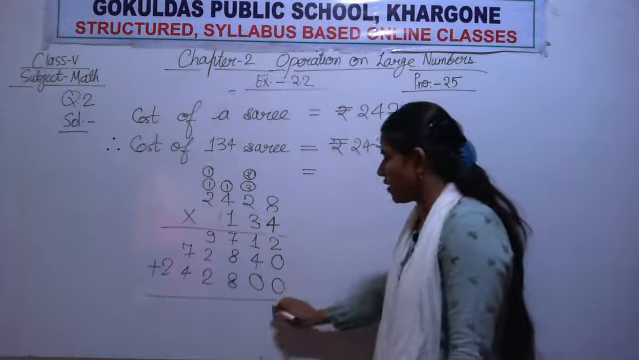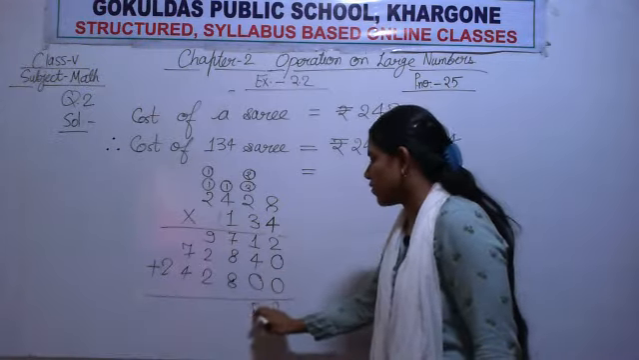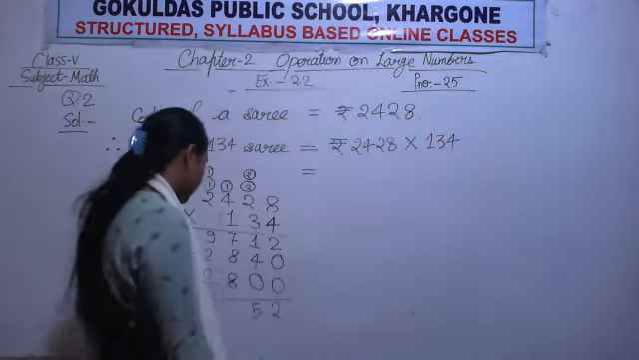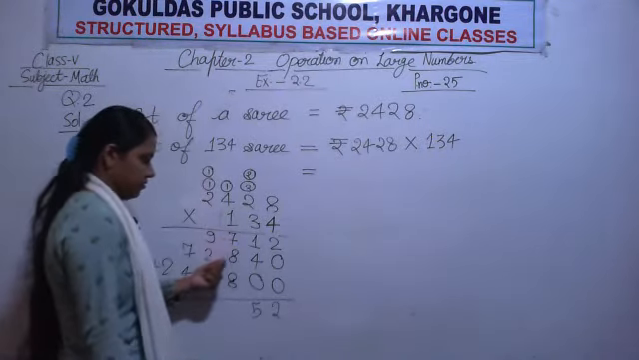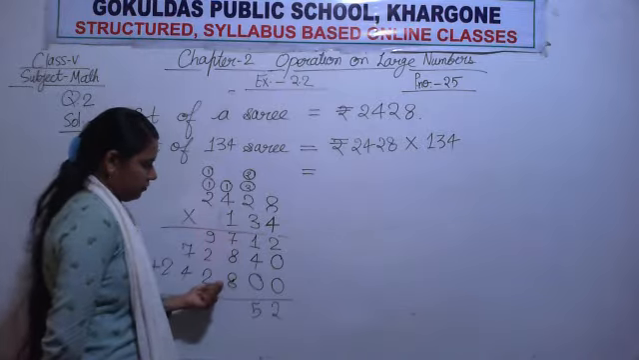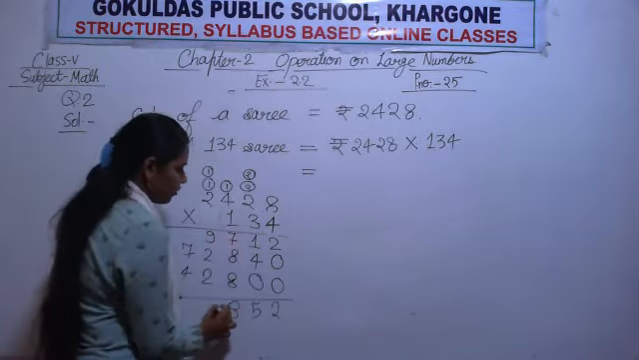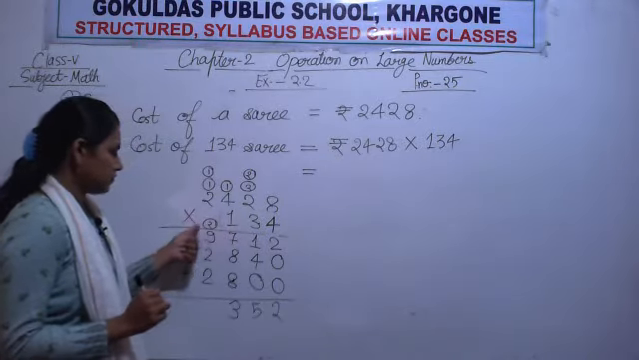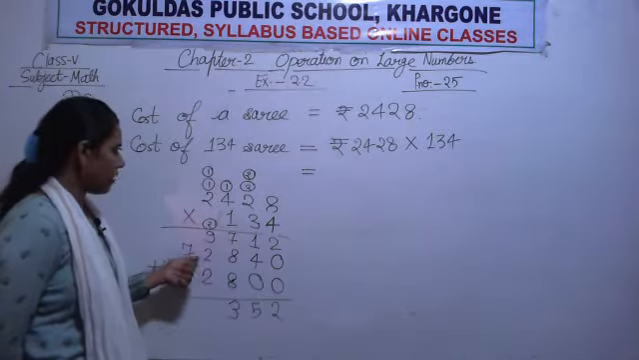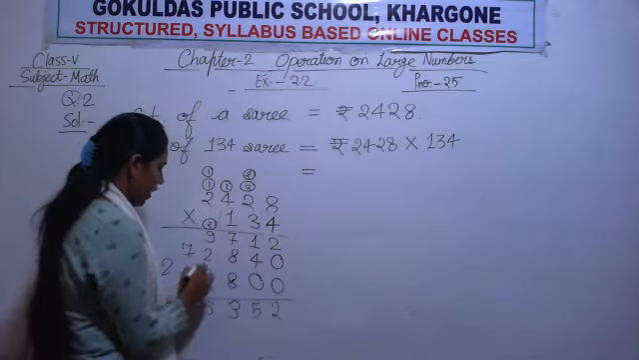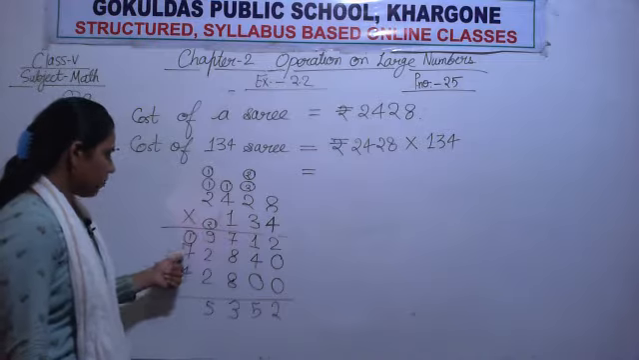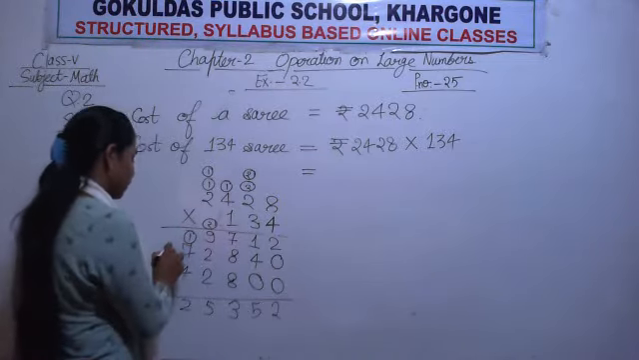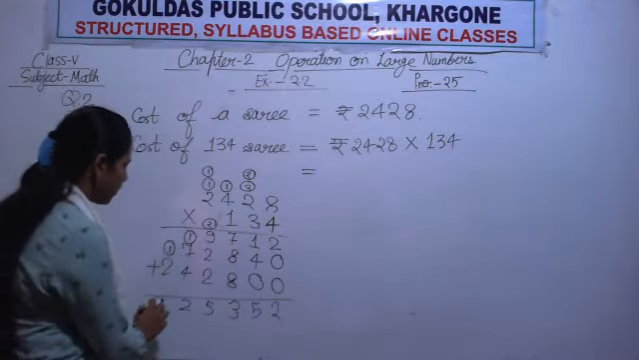2 plus 0 plus 0 is 2. 1 plus 4 is 5. 7 plus 8 is 15. 15 plus 8 is 23. So 3 here, 2 carry forward. Now add these. 2 plus 9 is 11. 11 plus 4 is 15. So 5 here, 1 carry forward. 1 plus 7 is 8. 8 plus 4 is 12. So 2 here, 1 carry forward. 1 plus 2 is 3.